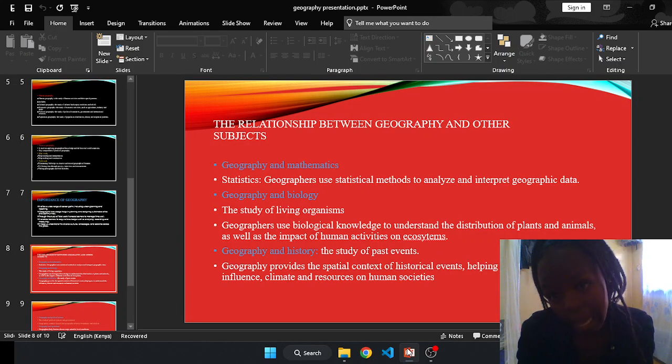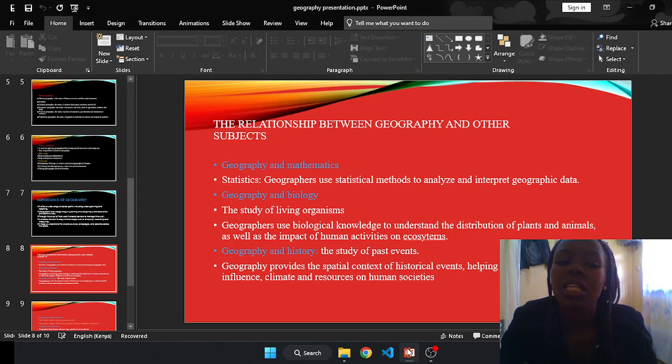So in the next slide, I'm going to tackle the relationship between geography and other subjects. These may be subjects like mathematics, biology, history, chemistry, agriculture, home science, there are so many. So we have to know the relationship between them. I'm going to start with the relationship between geography and mathematics. Most of us avoid mathematics because it's a tough subject, but remember it's useful in geography.